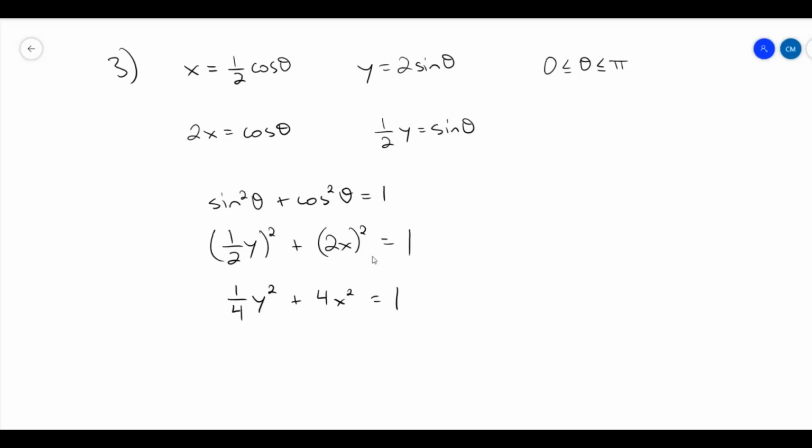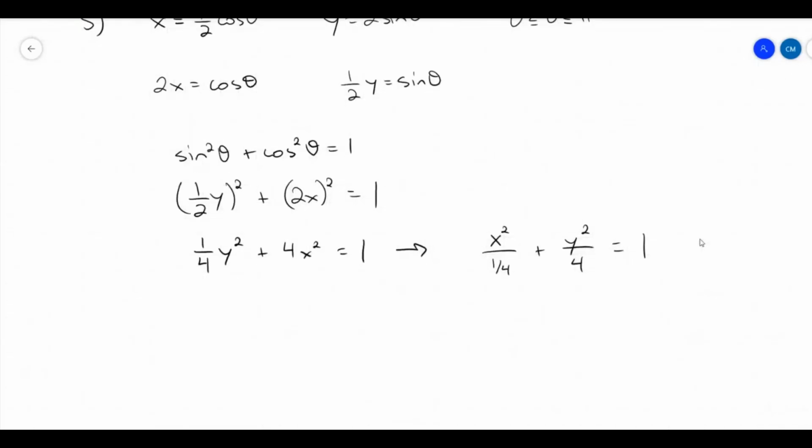Now that you should probably recognize as, and I'm going to rewrite it a little bit differently. I'm going to write it as x squared over 1/4 plus y squared over 4 is equal to 1. And again, looking at it like that, do we recognize what that is? That should be, and we just saw it in the last section, right? That's an ellipse.